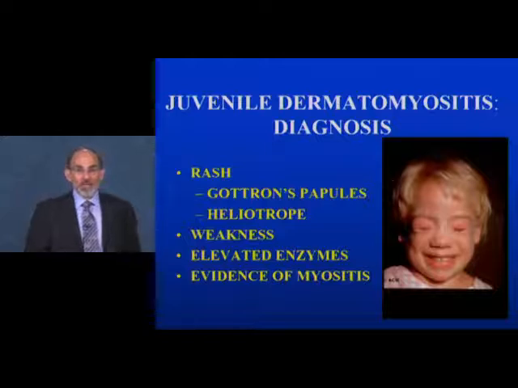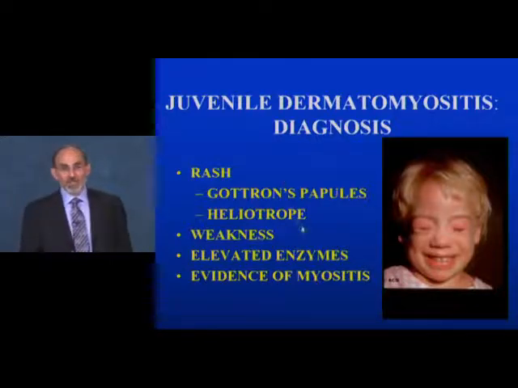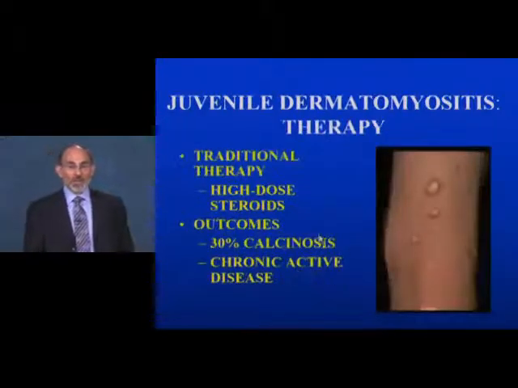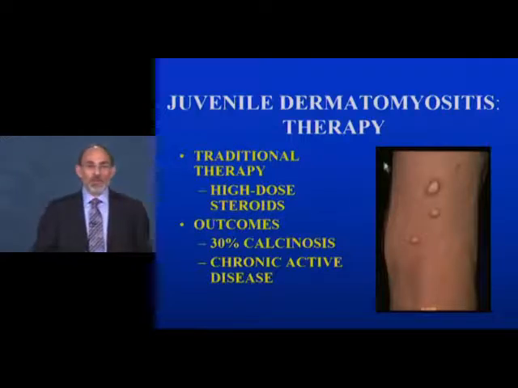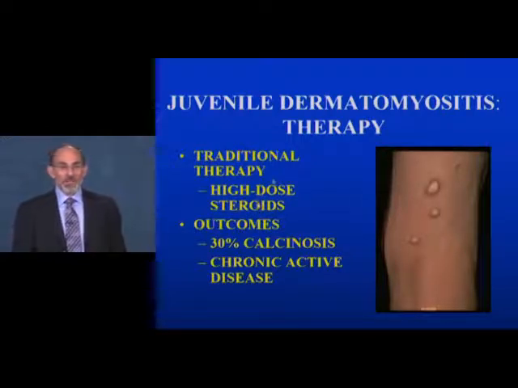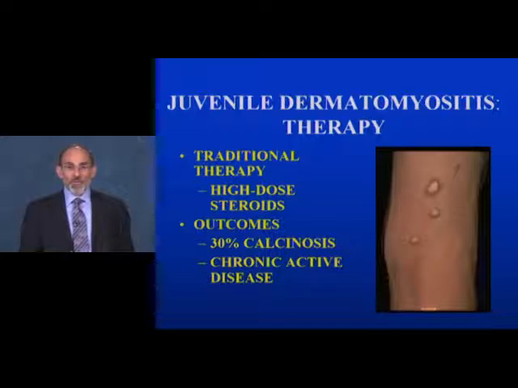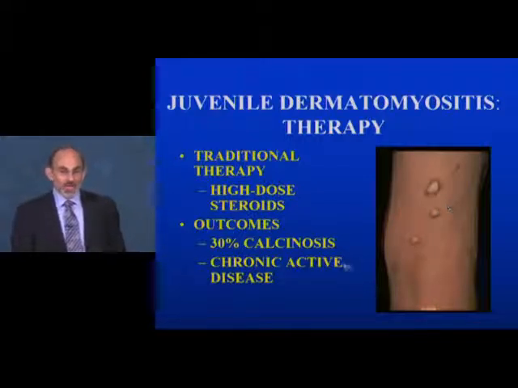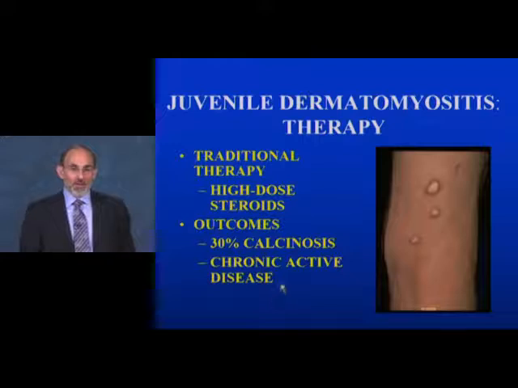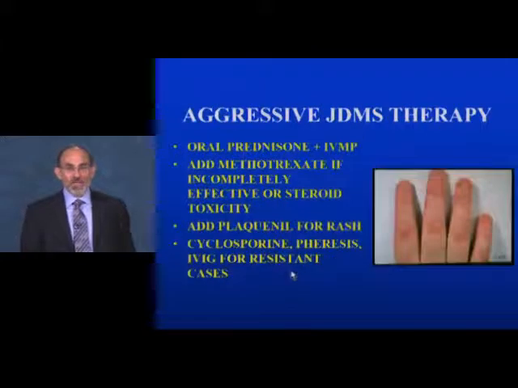So dermatomyositis presents with a rash, as all of our diseases tend to do, Gottron's papules, and here we see the heliotrope rash, a sun-loving rash over the eyelids. It presents with weakness and elevated enzymes, as well as laboratory evidence of other types of myositis or MRI evidence. Traditional therapy has always been high-dose steroids, and 30% of patients would get calcinosis. This is mild calcinosis. It can cover the entire skeleton and be immobilizing if this disease is not taken care of. And it is associated with chronic active disease.